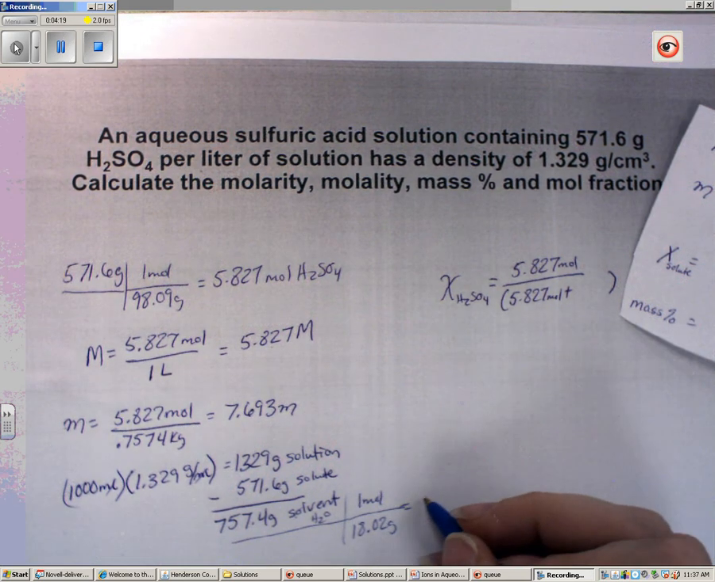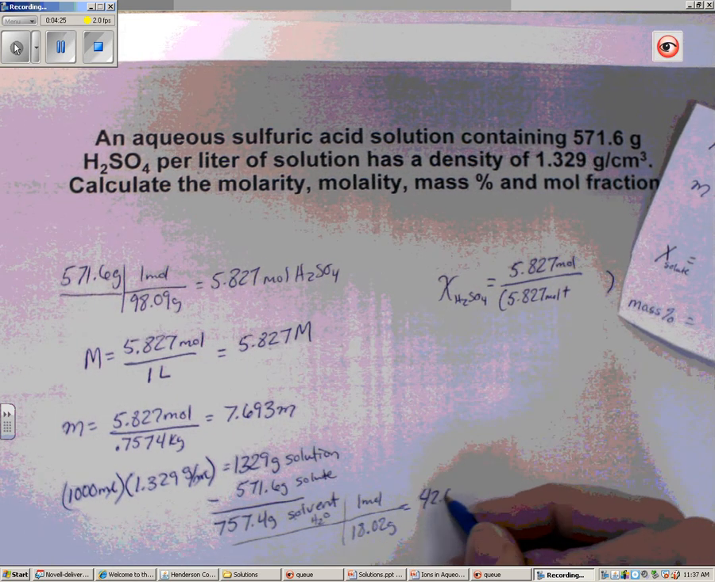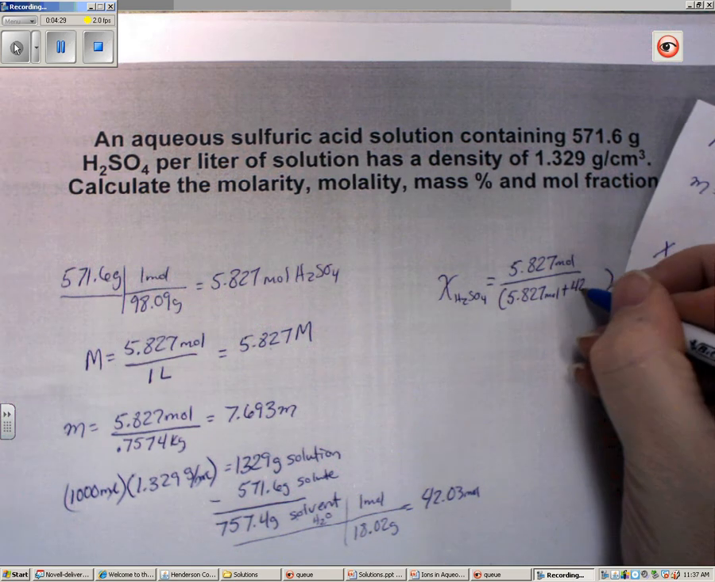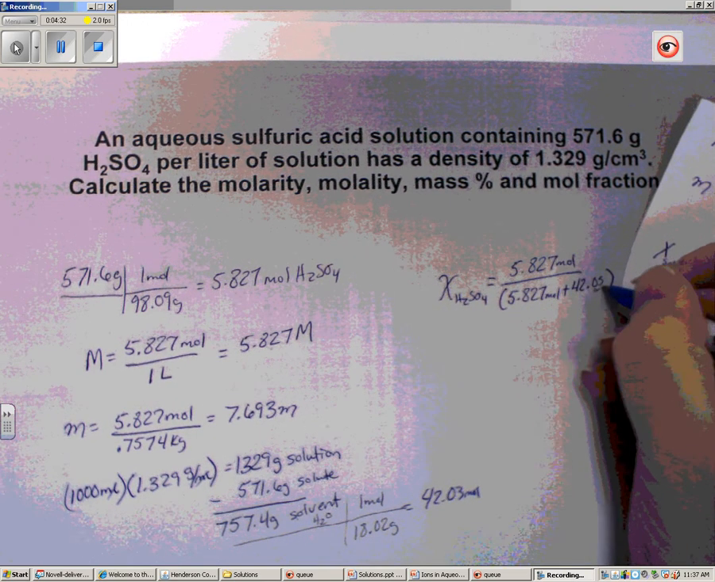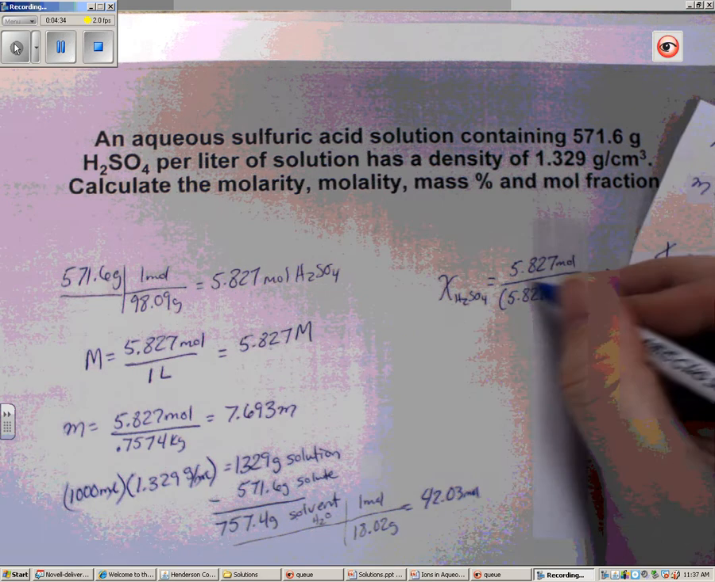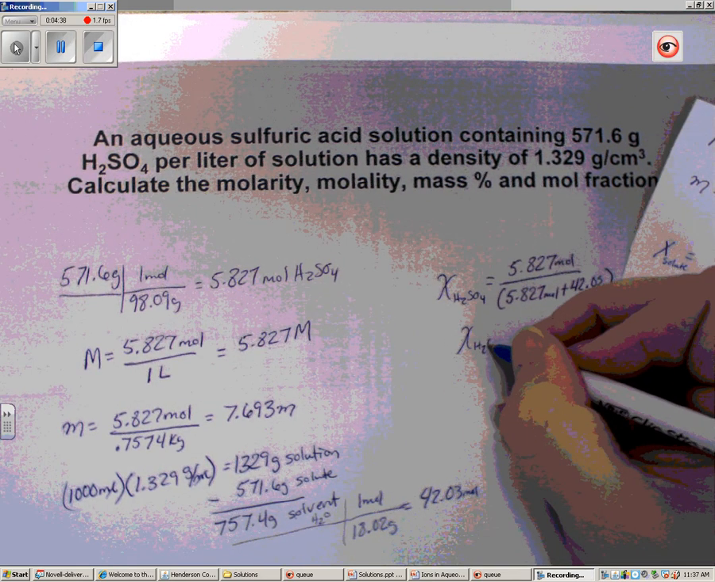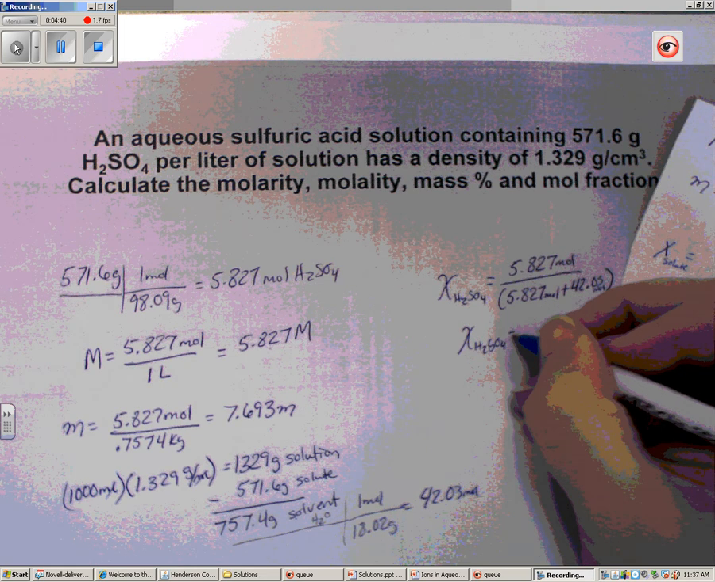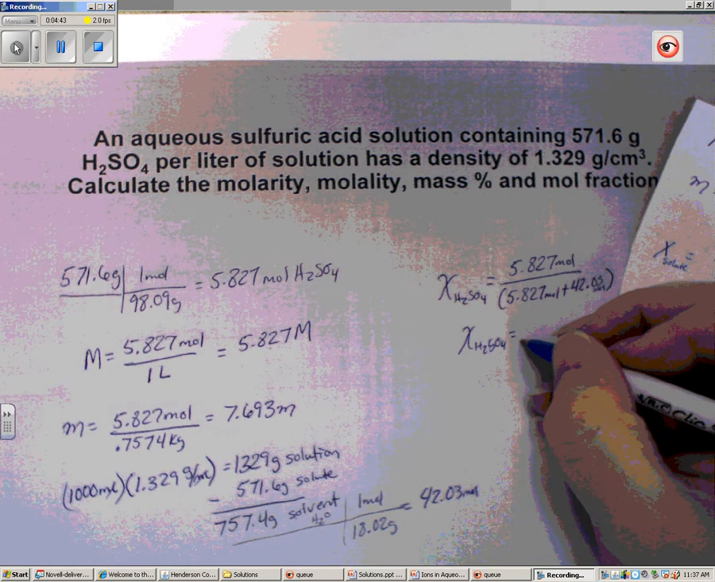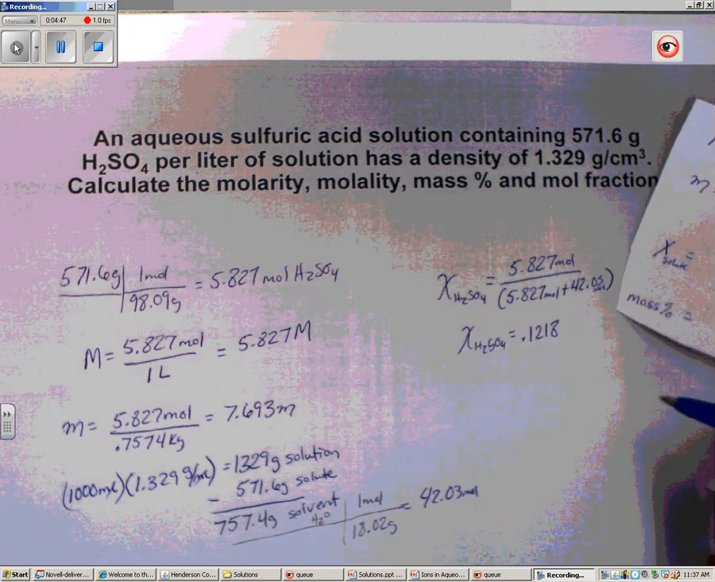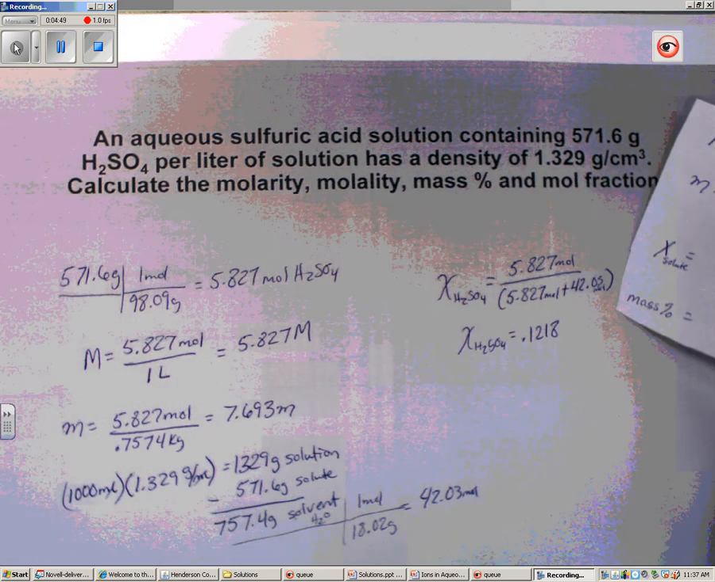And that's going to give me, let's see, 42.03 moles. So we'll plug that in here. That's how many moles of solvent and solute that add up to equal the moles of the solution, or total moles. And I get a mole fraction of 0.1218. All right, now mass percent's the only one left.